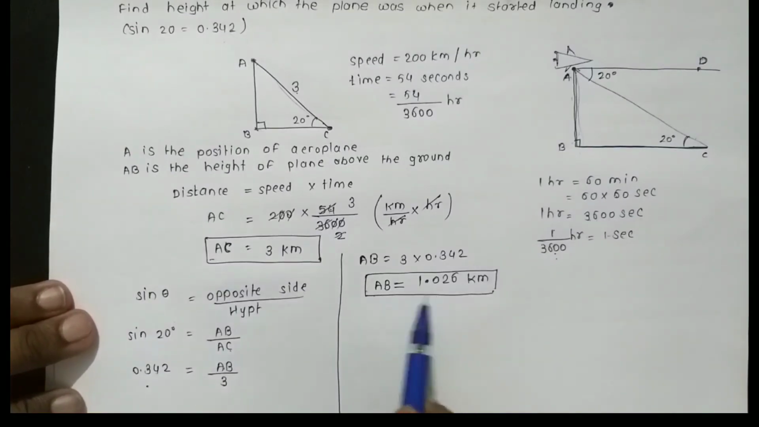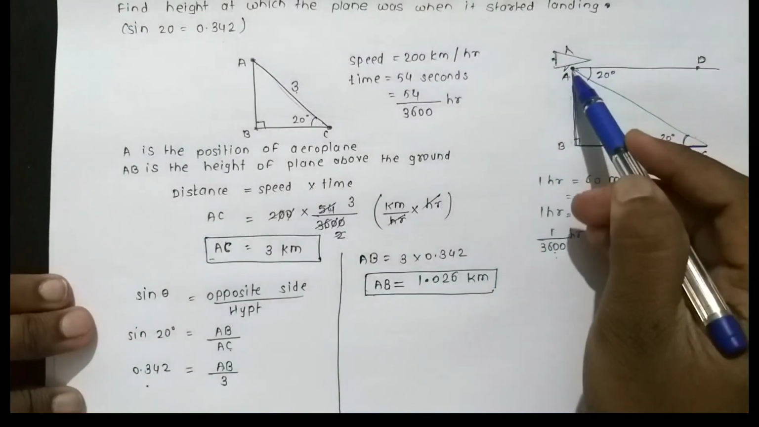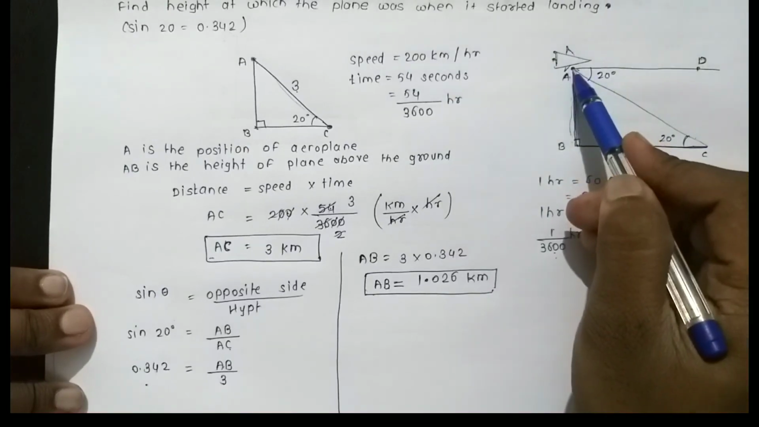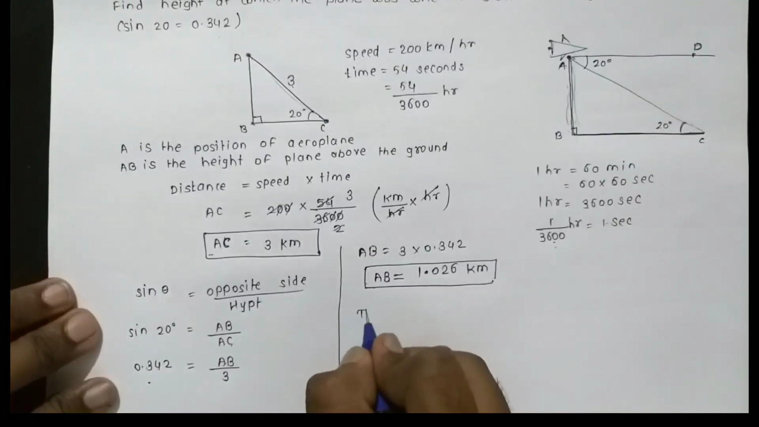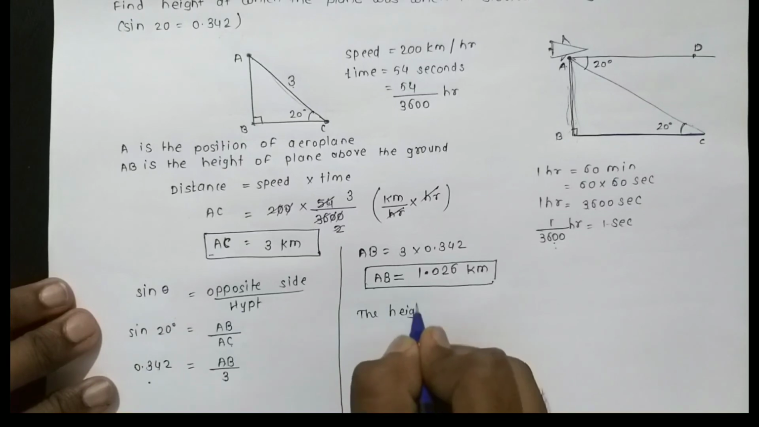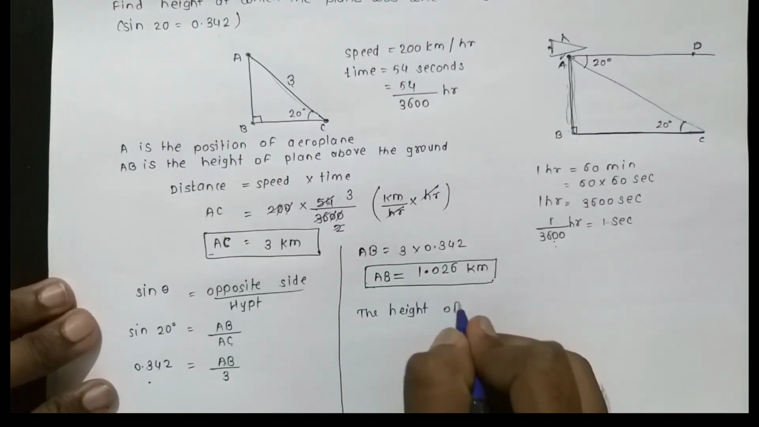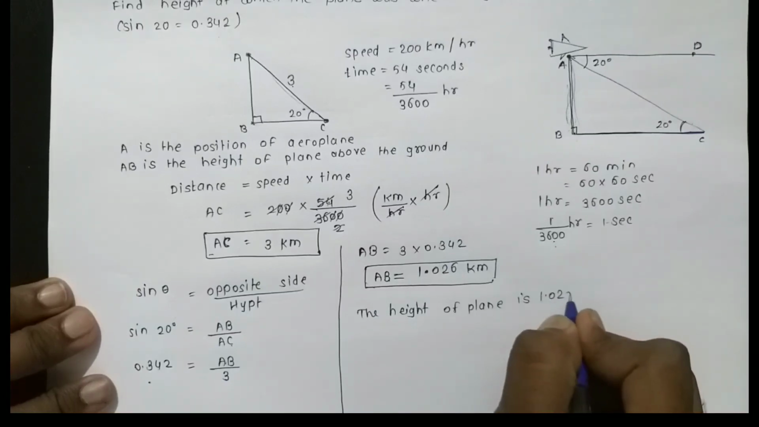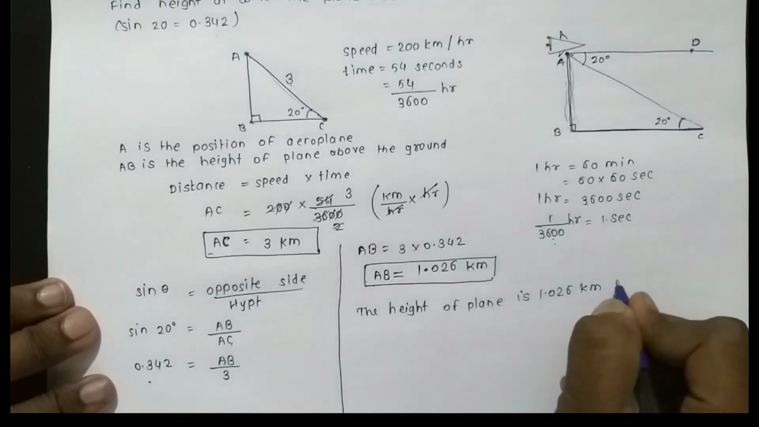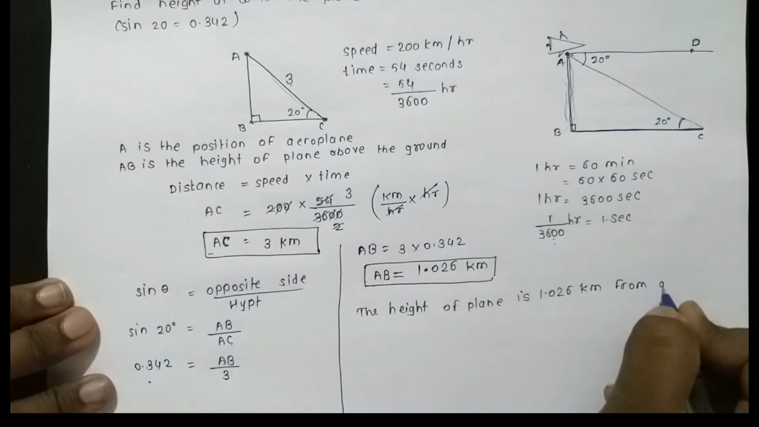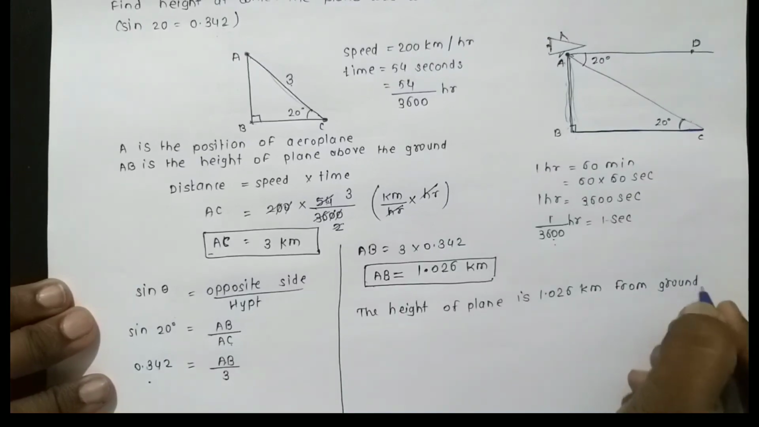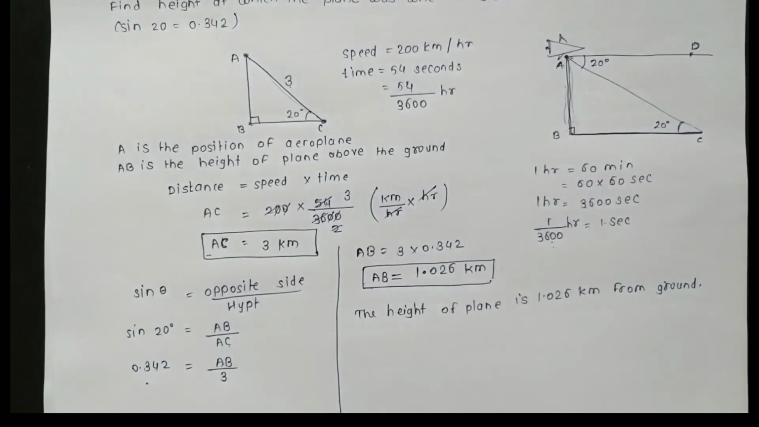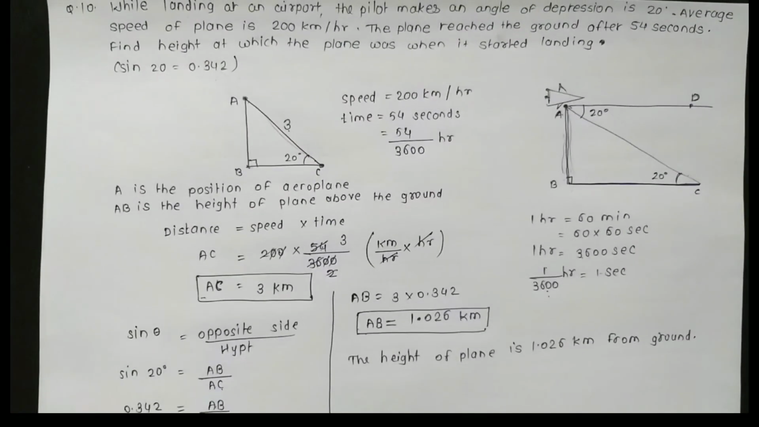We found AB, that is the height of the plane from the ground. So write the sentence: the height of the plane is 1.026 kilometer from the ground. Have you got this answer?